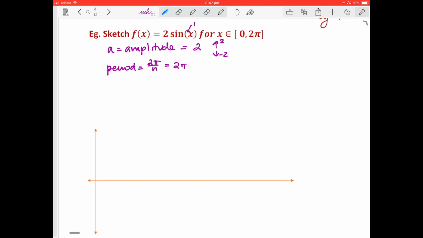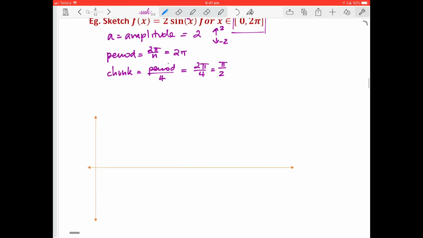Now we know a chunk is the period on 4. So in this case it's 2 pi on 4, which is pi on 2. Okay, so we've got to graph this graph from 0 to 2 pi. We know it's got to go up to 2 and down to negative 2.